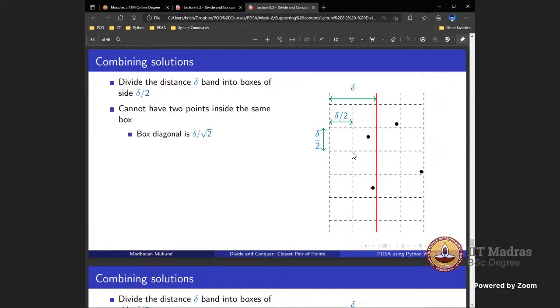So if you are keeping points into blocks like that, we can be totally sure that there are no two points in the same block. You have understood that, right?